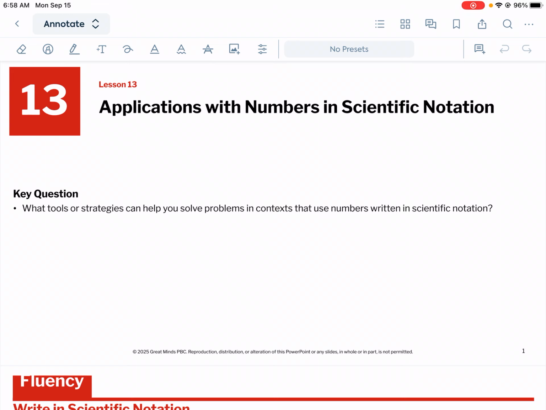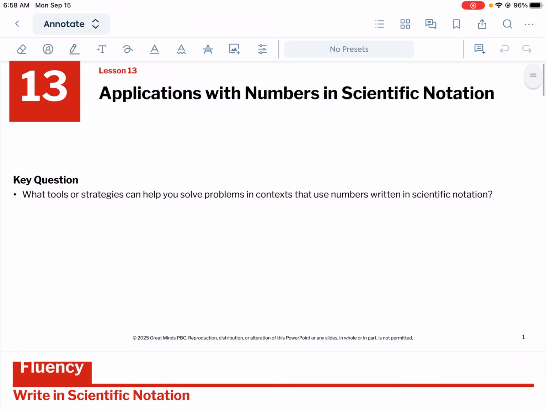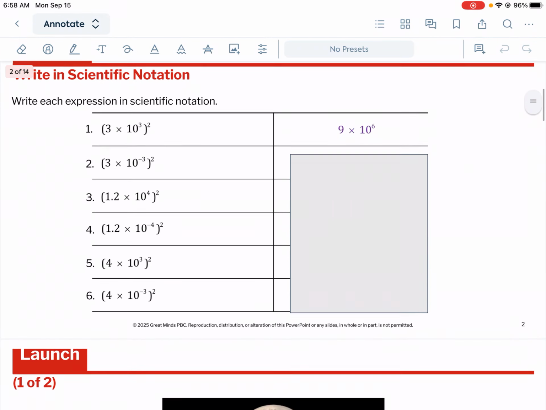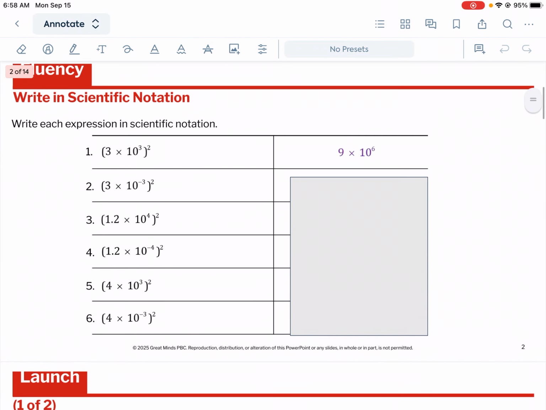Today in lesson 13, we're just going to apply it a little bit. Nothing too drastic, nothing too long. Today's lesson should be fairly quick, so we're going to make this smooth sailing. First, we have our warm-up as usual. I'm going to read the instructions right quick.